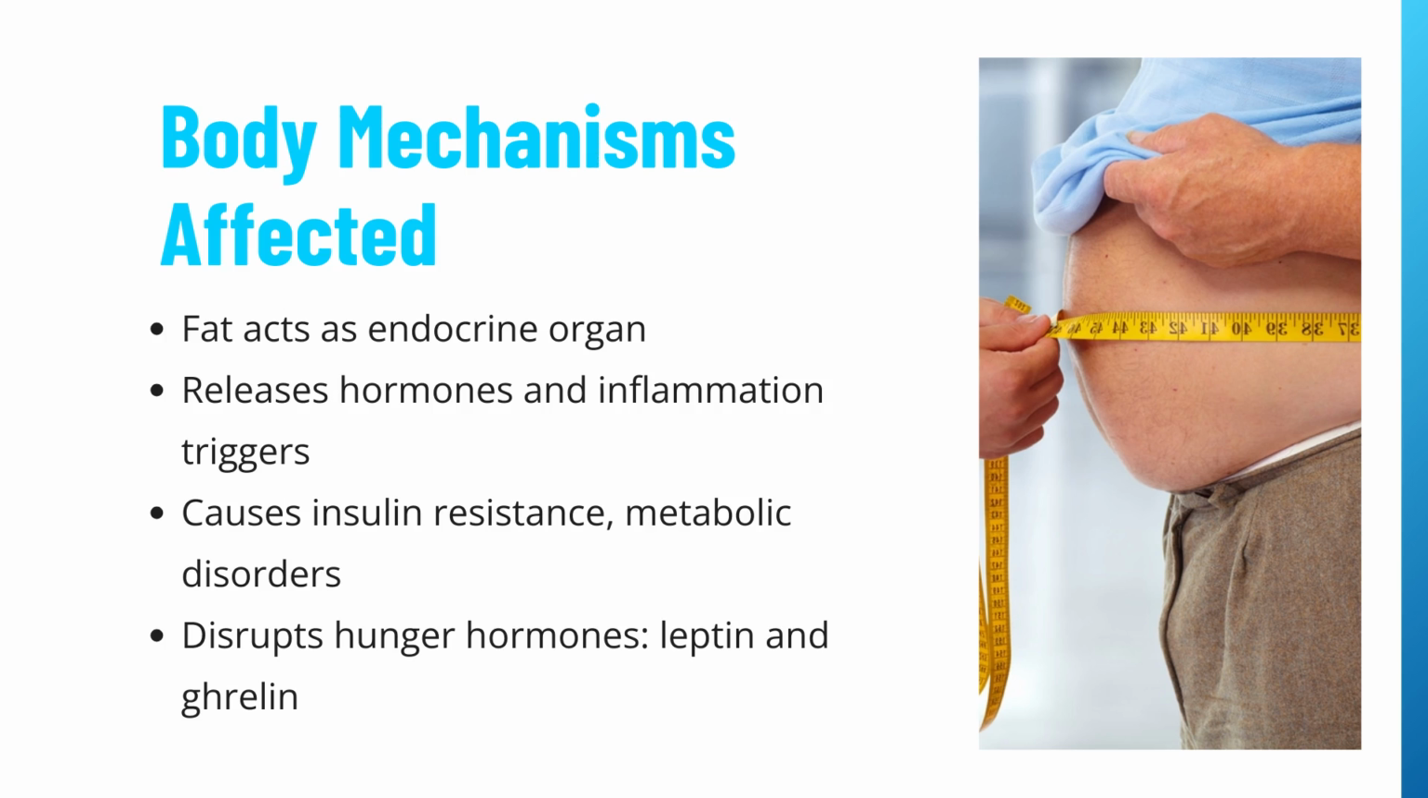On a deeper level, obesity changes how the body works. Fat tissue is not just storage, it acts like an endocrine organ, releasing hormones and inflammatory substances. These can lead to insulin resistance, a condition that increases the risk for type 2 diabetes and other metabolic disorders. It also disrupts the balance of important hormones that control hunger and fullness, such as leptin and ghrelin. This makes it even harder to manage weight, creating a vicious cycle.